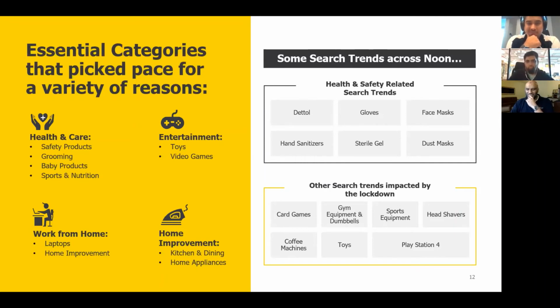All the barber shops were closed, so there were a lot of lucky people who got themselves shaved by their wives or by sisters and so on for the first time in life, myself included. There were obviously few people who were alone, and they tried, and we wish them luck for the result that they got. But this slide basically talks about the overall essential categories behavior and the top searched keywords. Cool. Let's go to the next, please.